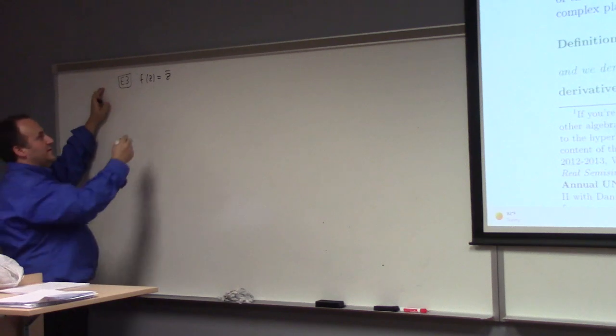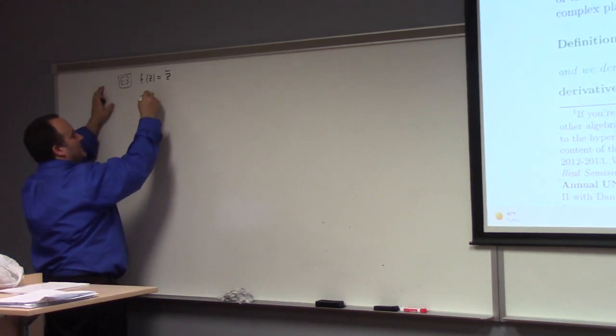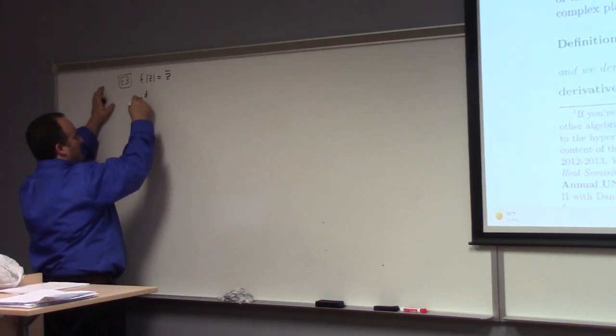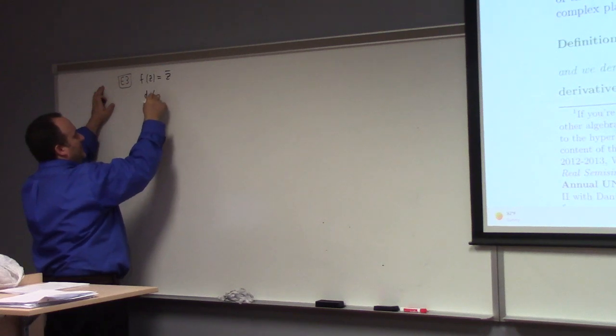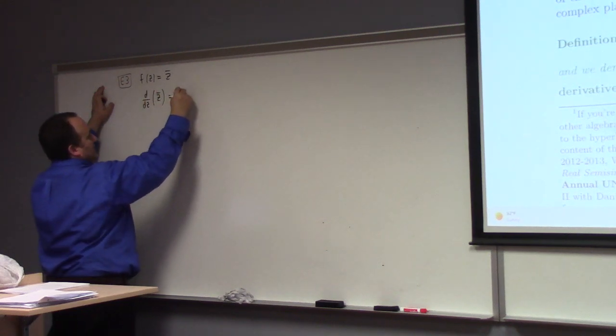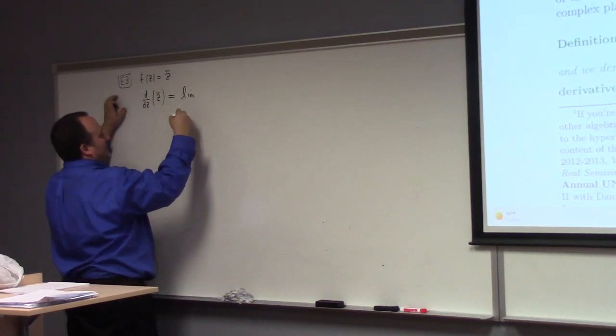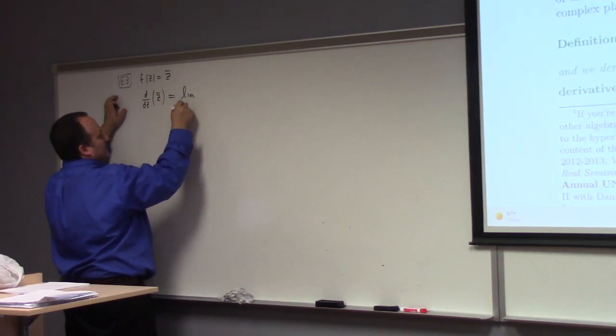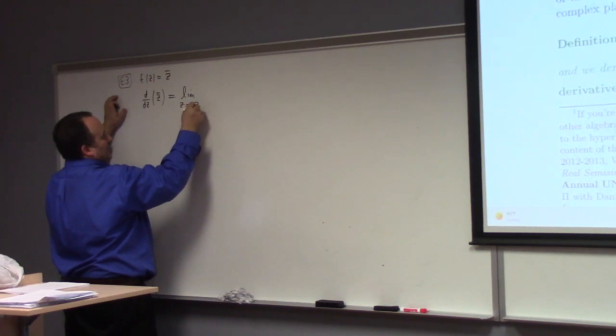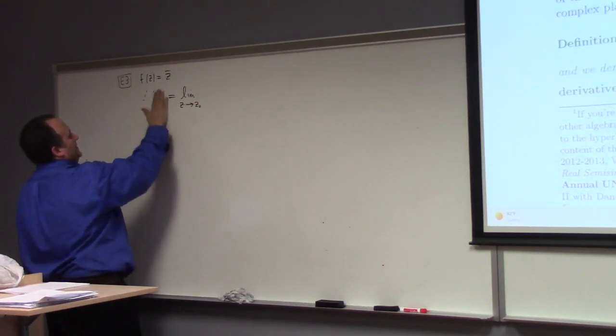f of z equals z bar. All right, let's look at the derivative of this. So the derivative with respect to z of z bar, what's that defined to be? The limit, and I'm going to go back to my z naught formalism, okay guys? z goes to z naught. Actually, my bad. I can't do that.